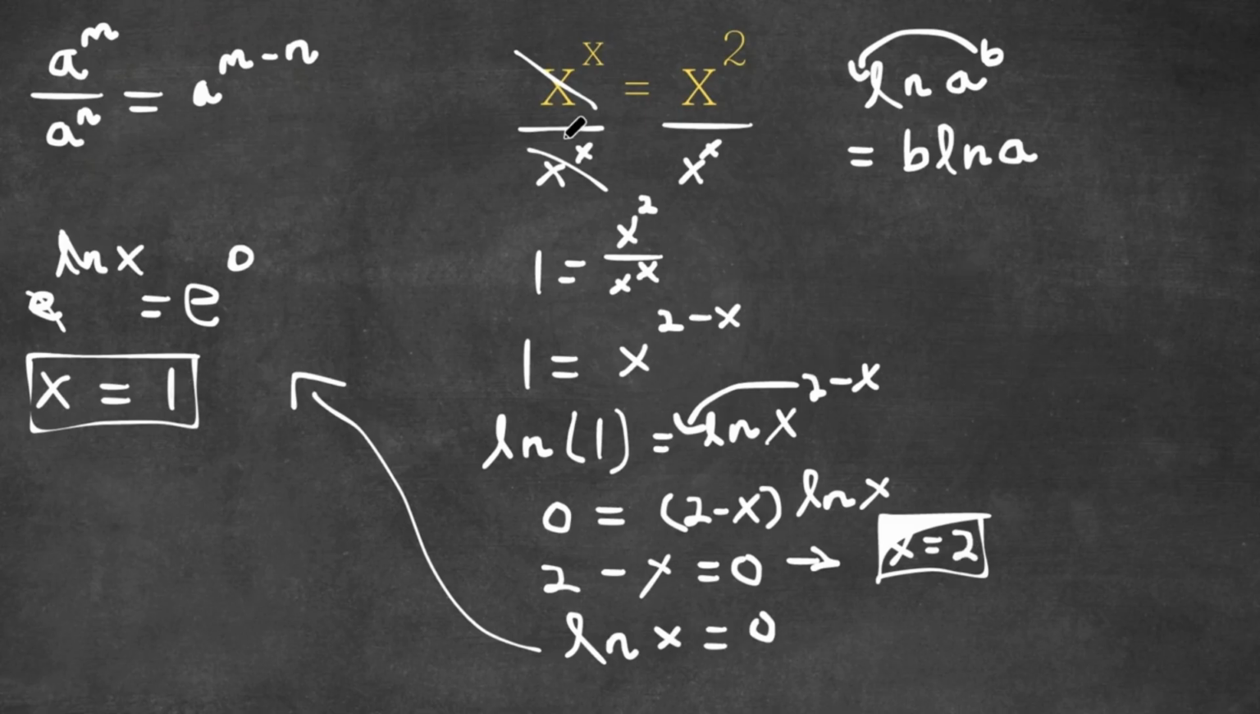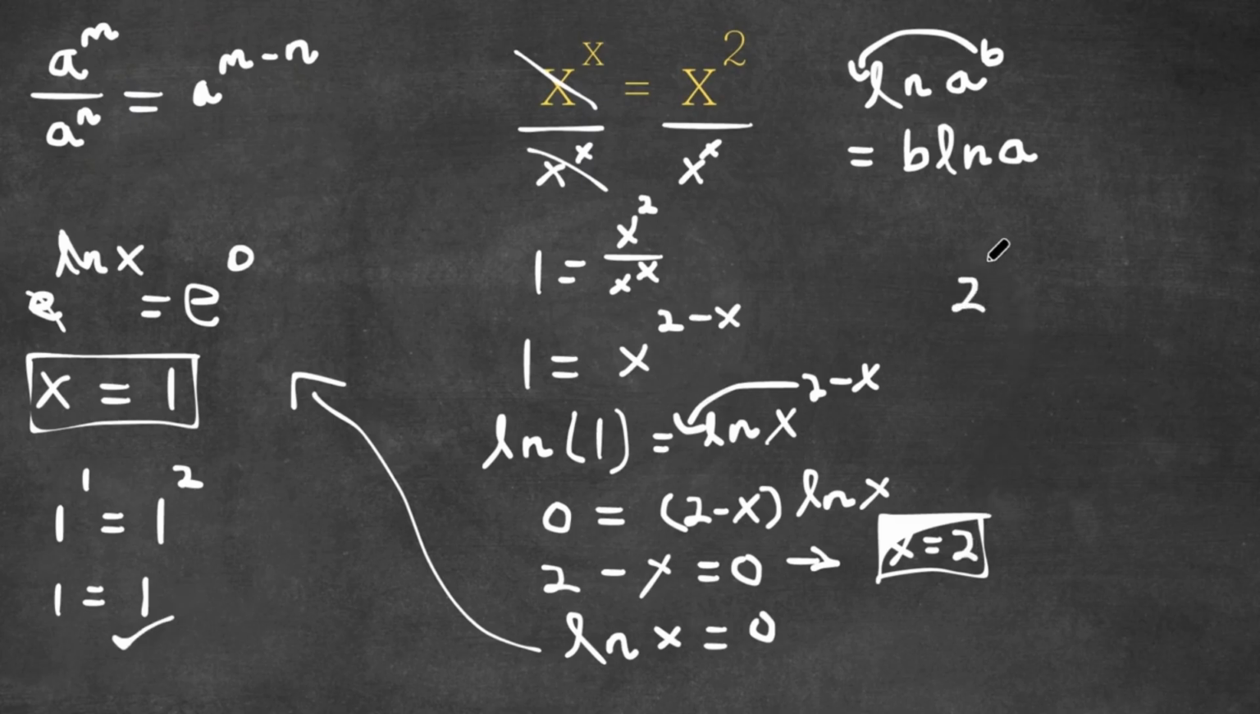And now let's go ahead and plug them into our equation. So if we first plug in 1, we get 1 to the power of 1 is equal to 1 squared. 1 to the power of 1 is 1. And 1 squared is also 1. So this is right.